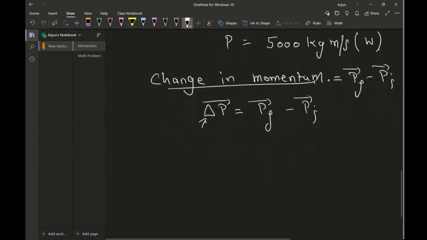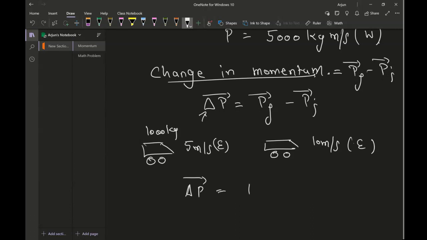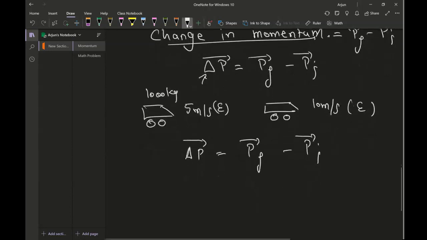Now, I'm going to take an example here. There is a car, again the same 1000 kg, moving with 5 meters per second in the east direction. And then after 10 seconds, it's moving with 10 meters per second in the same direction, east. I want to find out the change in momentum. So delta P is equal to P final minus P initial. Now, what are P final and P initial? The formula for momentum P is equal to mv. That's what we said. So again, I'm going to keep elaborating on this formula.